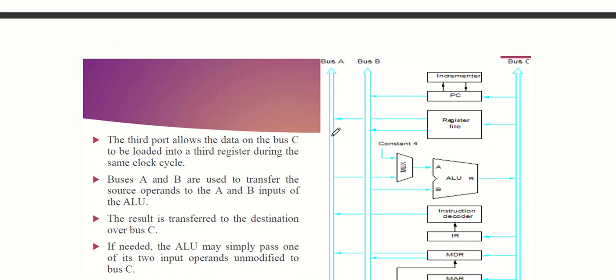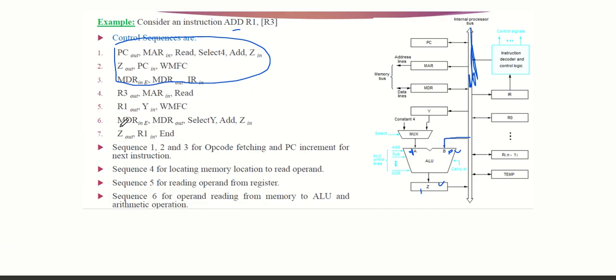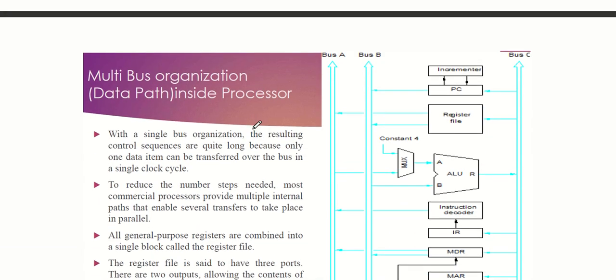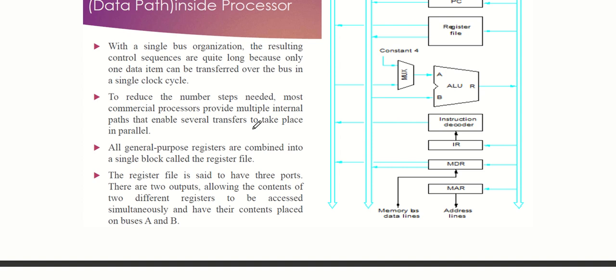So with single bus organization, the control sequences are quite long because only one data item can be transferred over the bus at a time. So yeah, some of the control sequences are really long. Then to reduce the number of steps needed, most commercial processors provide multiple internal buses. All general purpose registers are combined into a single block called the register file. The register file is said to have three ports, two input ports, allowing the contents of different registers to be accessed and have their contents placed on the buses A and B.